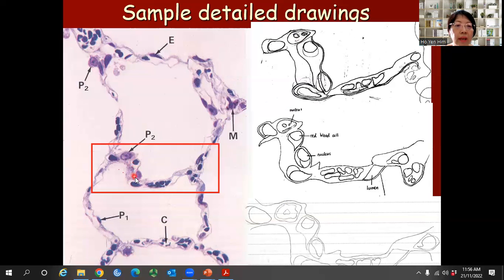Thirdly, now this again is a lumen, the empty space with 1 red blood cell. So the student has to draw the empty space with the red blood cell. The location, the size, the shape, everything must be exactly the same as this one here.